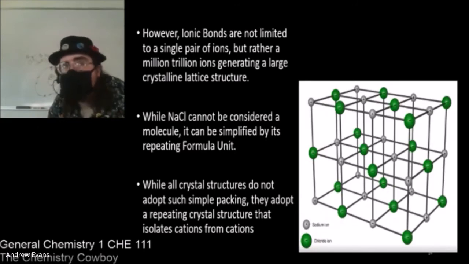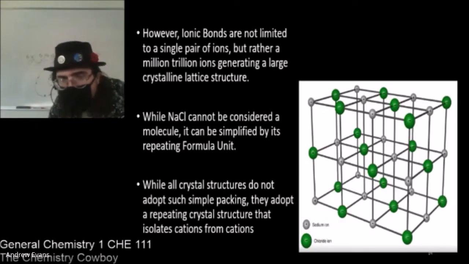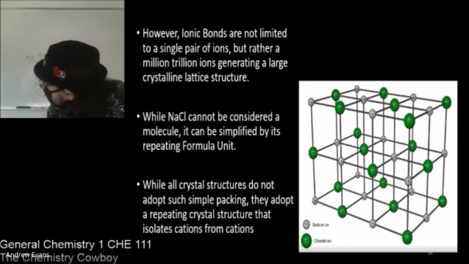But it simplifies to NaCl. We cannot just get this into one simple molecule, so we're going to deal with this. These crystal structures do not always adopt a simple packing. They adopt a repeating structure that isolates each cation to the anion. So this is the crystal structure of sodium chloride.